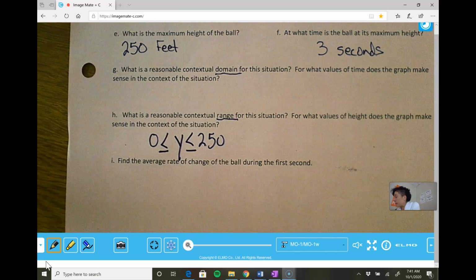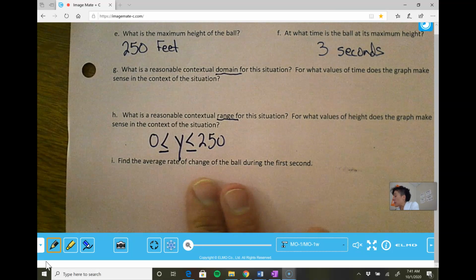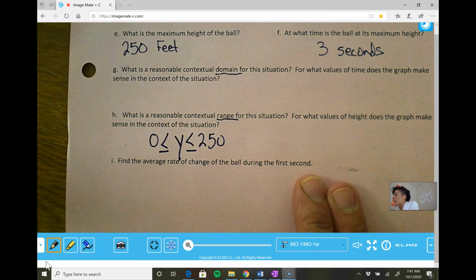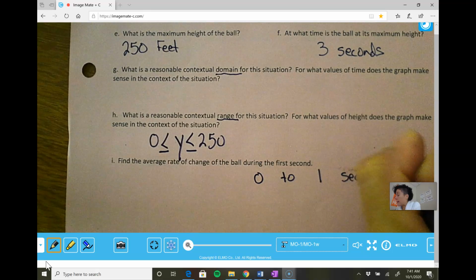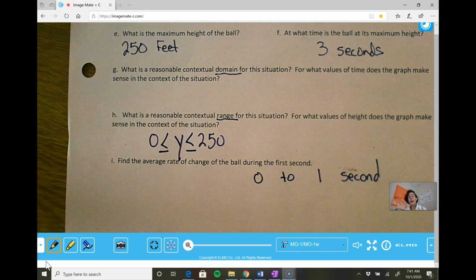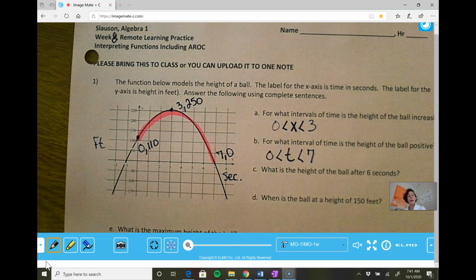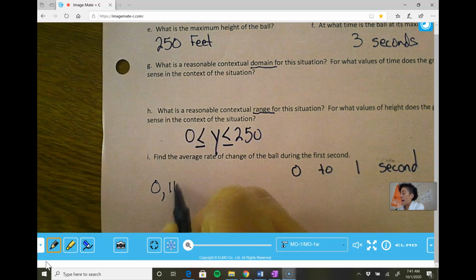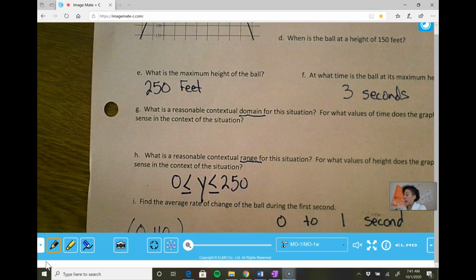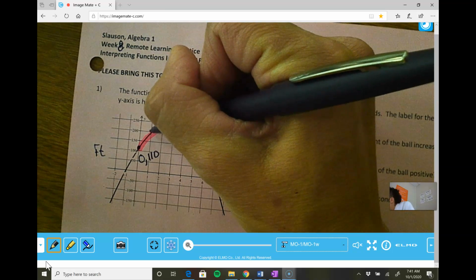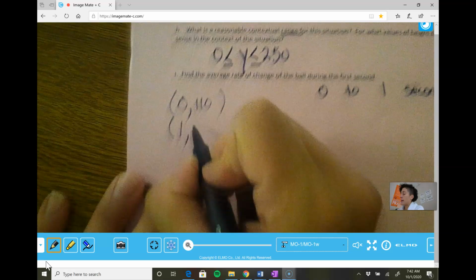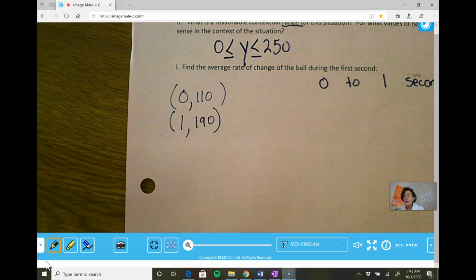All right, let's talk about this one. Find the average rate of change of the ball during the first second. So that means from 0 to 1 second. Whenever we do average rate of change, I will give you the X and you will somehow have to determine the Y. In this case, we're going to determine the Y by looking at our graph. We already know if X is 0, our Y value is 110. But now I'm going to have to look at my graph, and if X is 1, sorry you can't see that, my Y value is about, it's not quite 200, I'm going to say maybe 190. And if you think it's 200, you can do that.